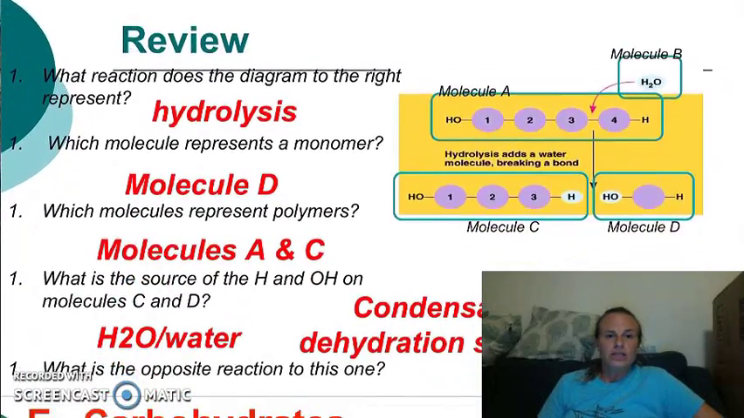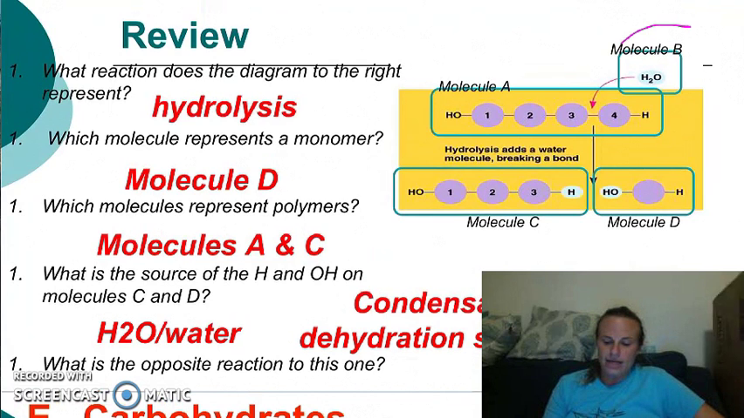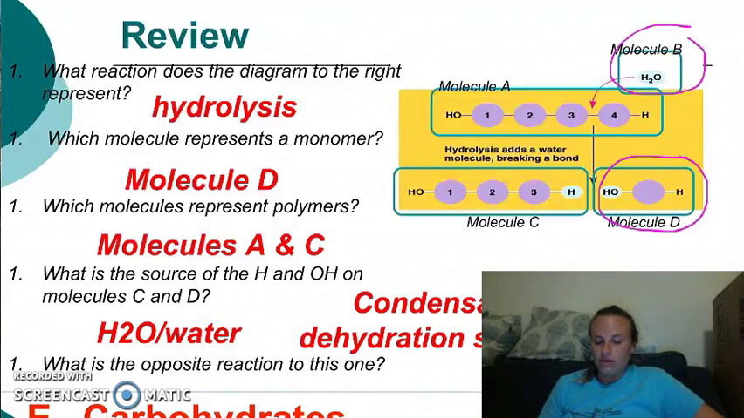So what reaction does the diagram to the right represent? Hydrolysis, because we are adding water and we're going from molecule A, a large polymer, down to molecule C and molecule D. So which represents a monomer, a singular molecule? Molecule D, which represents polymers, A and C, because they're multiple molecules, I guess you could say molecules together in a compound.